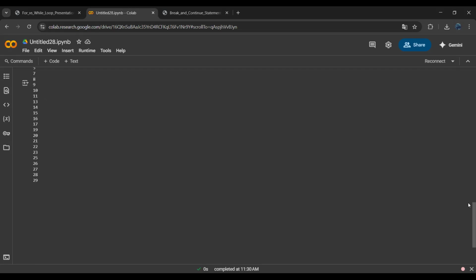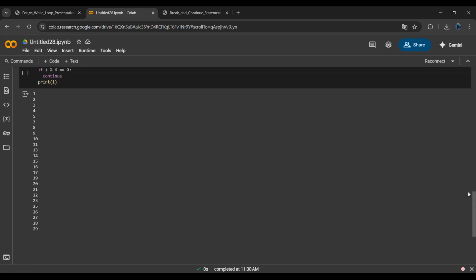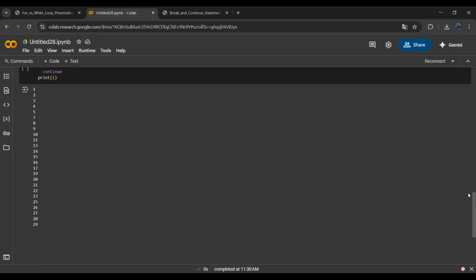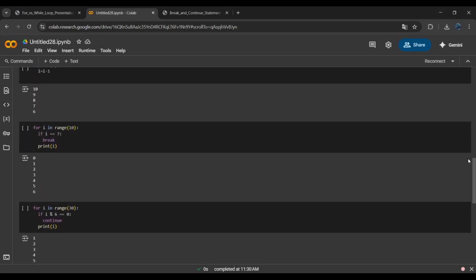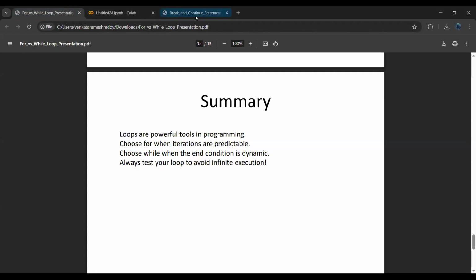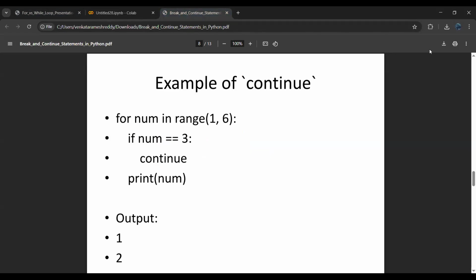Check here. There is no 0 in the output. There is no 6 in the output. There is no 12 in the output. There is no 18 in the output. There is no 24 in the output. Except those, all the rest of the code will be executed. That is the continue statement. I think you have understood about the continue and break statements. So now let us move on to the next slide.